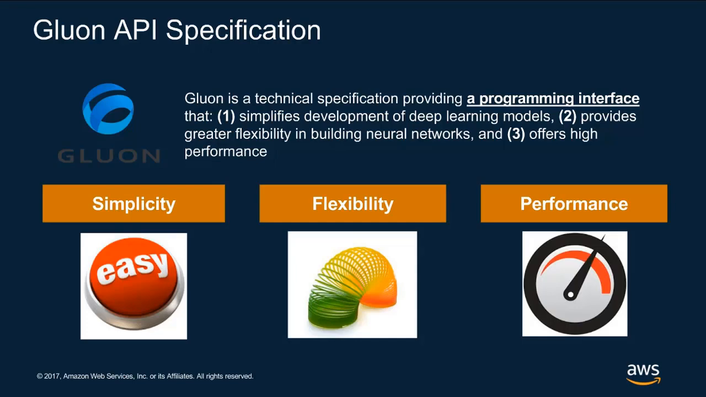This is very important because training is a very computationally intensive process. You want to be able to easily move from an experimentation phase to being able to train your models at scale.